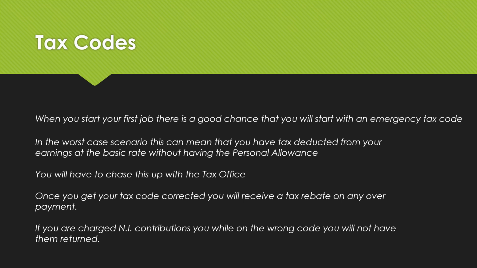Once you get your tax code corrected, you'll get your tax back, but if you were being charged national insurance contributions, you don't get them back. They just go into your national insurance pot that you pay into for your whole life. So if you want to make sure you're not overpaying, then get that tax code corrected quickly, and that will prevent any extra overpayments on your national insurance.